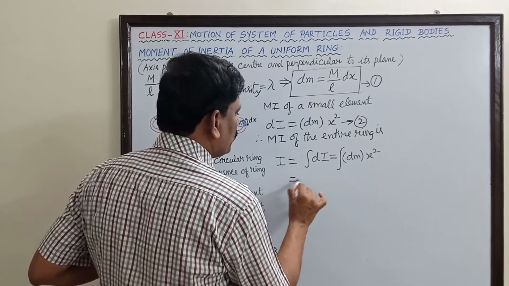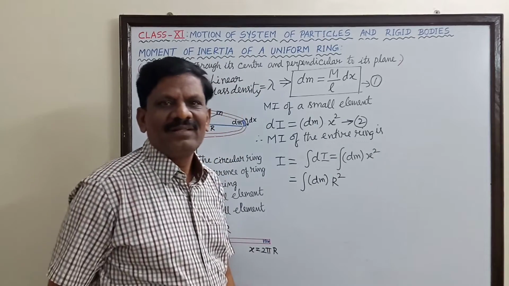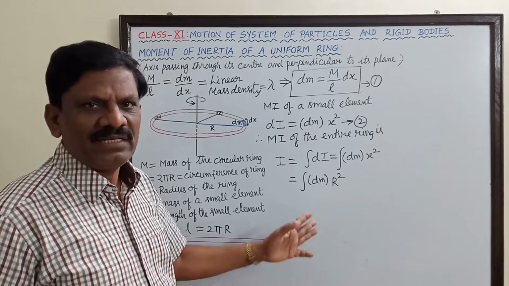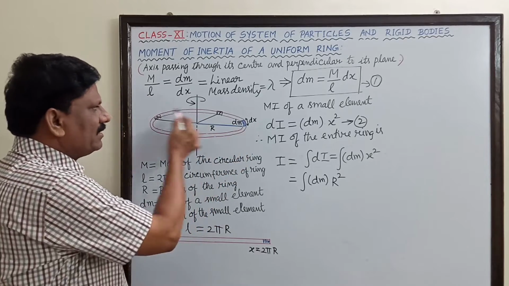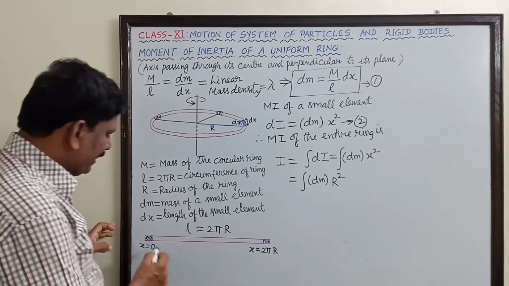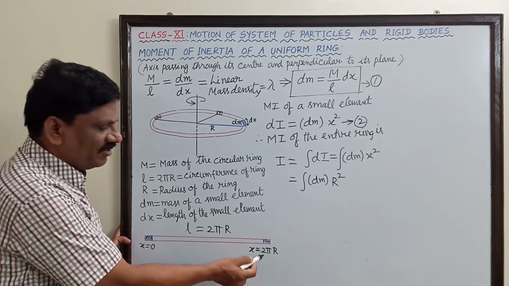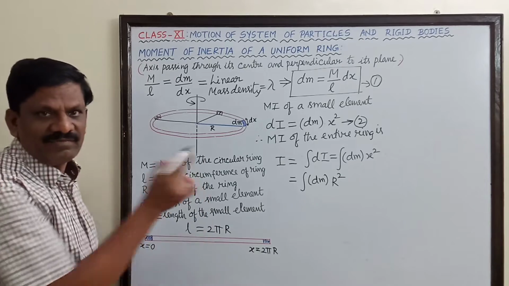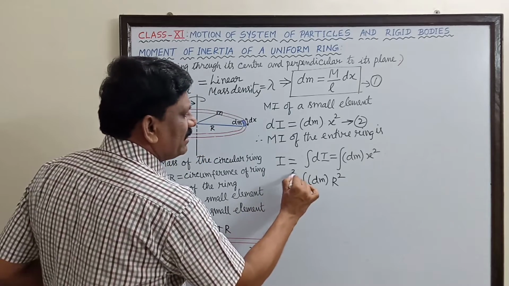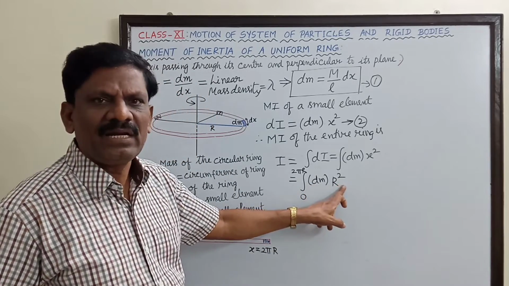So this is now equal to integral dm into r square. Now what are the limits of the integral we should mention? When I cut this circle and stretch it into a straight line, then the first element will be at x is equal to 0, at a distance 0. And the last element will be at a distance of 2 pi r, is it not? Because the length is equal to the circumference. So the first element is at a distance 0 and the last element is at a distance 2 pi r. So for all the elements we have to find dm into r square and add them.